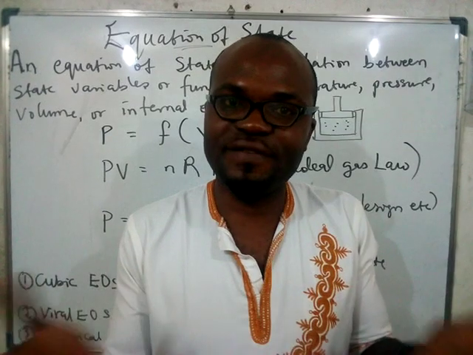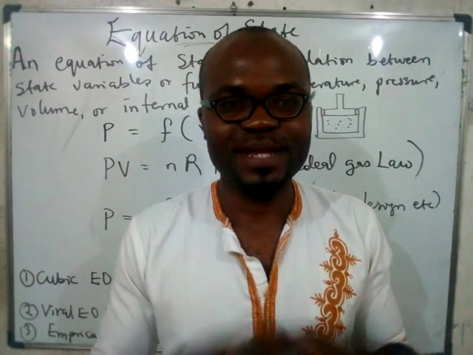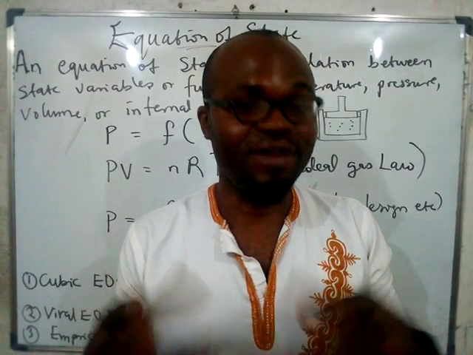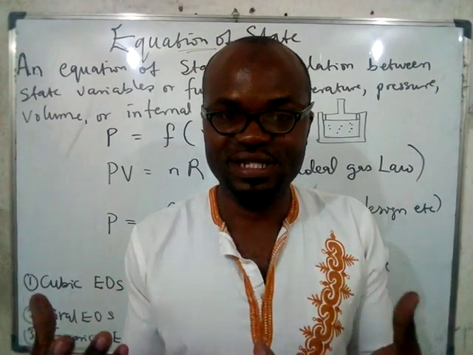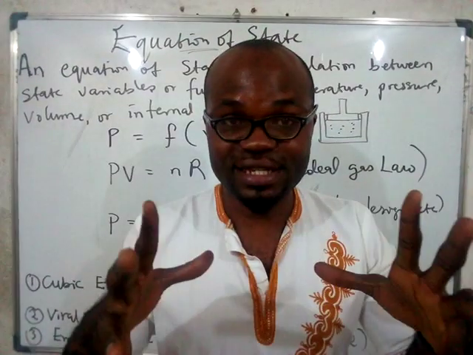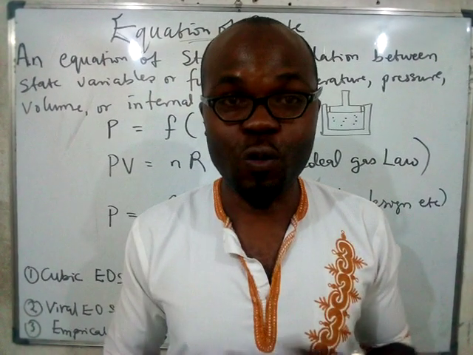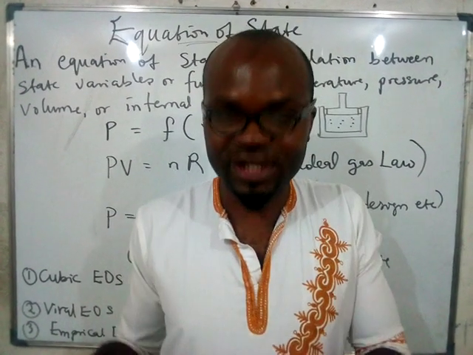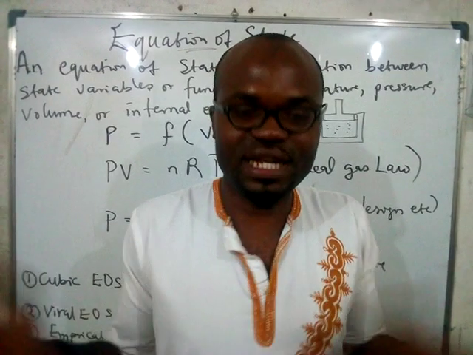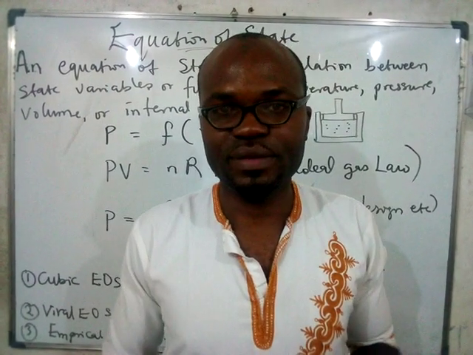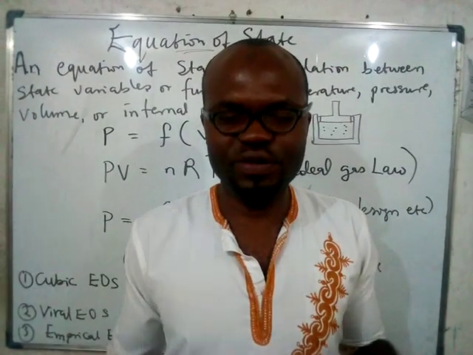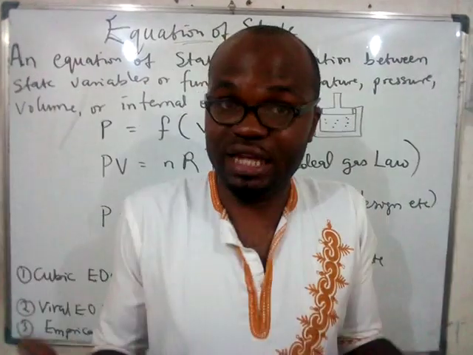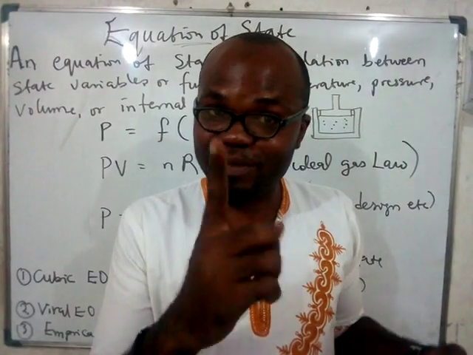Now, what are state functions and variables? State functions and variables are those characteristics of substances that you can use in determining their state. Example, water. Water can be in various forms: liquid, solid, or gas. Those are the states of water. What property of water can you use in telling that this water is in liquid form, or gaseous form, or solid form? You can use temperature.